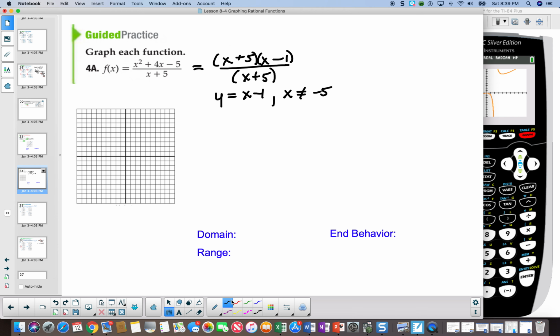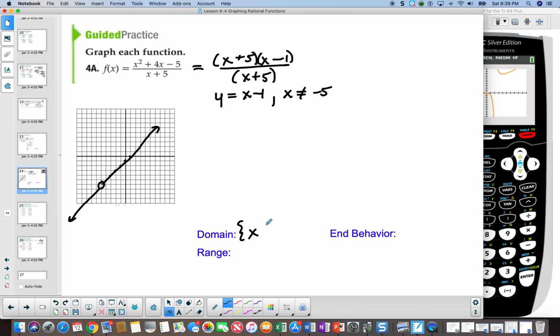So let's go ahead and graph the line. It's going to be here starting at negative 1, up 1 over 1, down 1 over 1, down 1 over 1, down 1 over 1. But when we get to 5, 1, 2, 3, 4, 5. So over here at negative 5, it's going to be a hole in it because we will have a graph for everything else except for this.